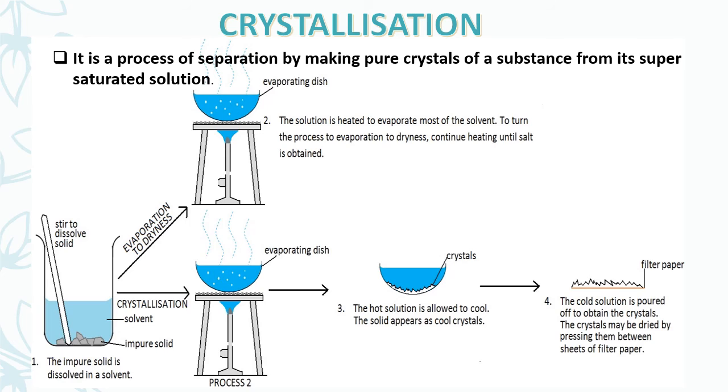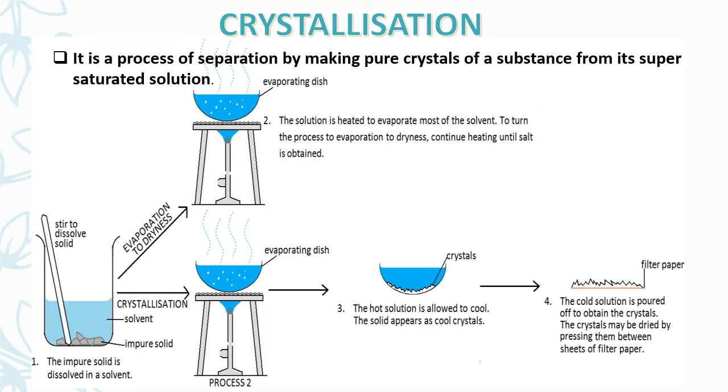Seeding. When we are allowing this solution to cool, you can seed it with a few crystals that you want in pure form. If it is a copper sulfate solution, then we will seed a few copper sulfate crystals into this solution and allow it to cool. After cooling, we will observe that pure crystals of copper sulfate are formed. The cold solution is poured off to obtain the crystals. The crystals may be dried by pressing them between sheets of filter paper. So this is how we do the crystallization process.